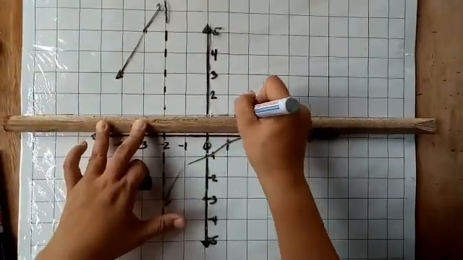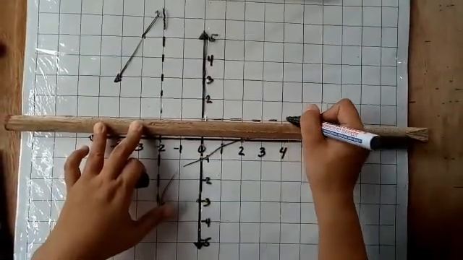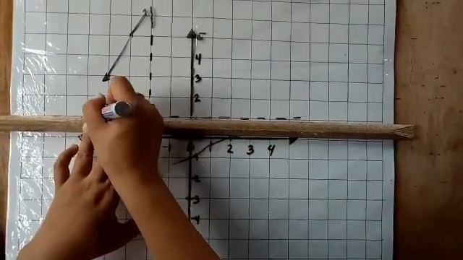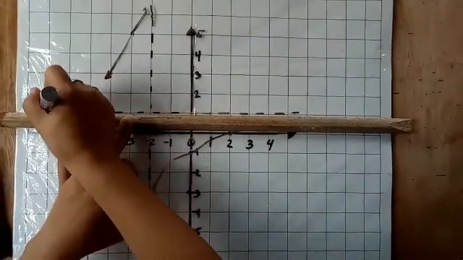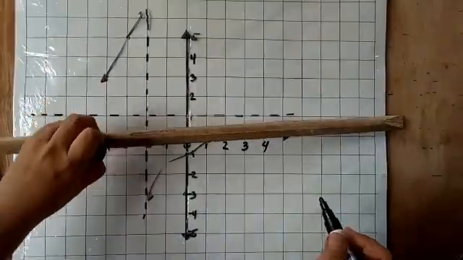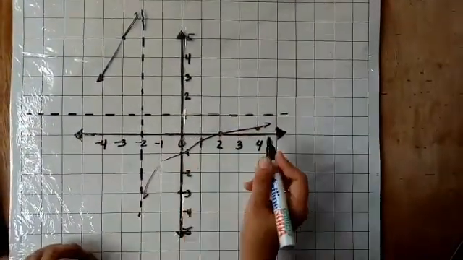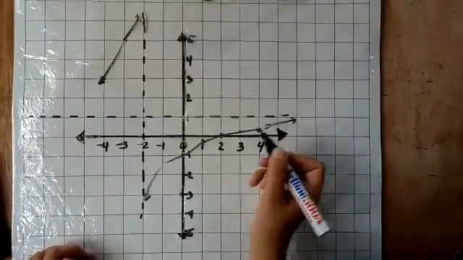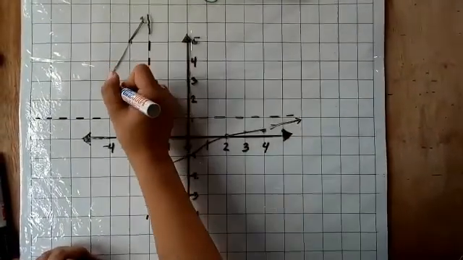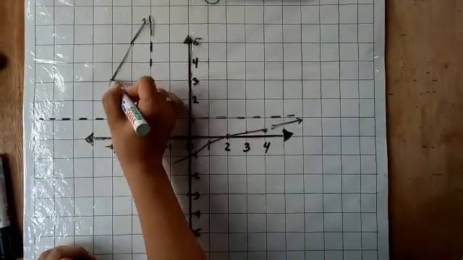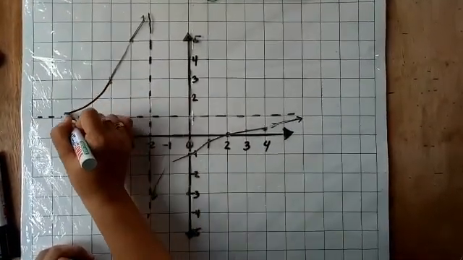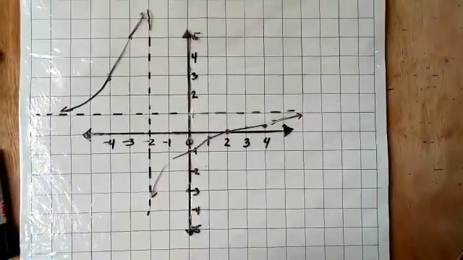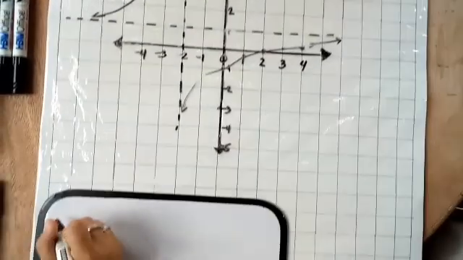Meaning the graph gets closer and closer to y equals 1, but never intersects. Like here, it gets closer and closer but never intersects. That's all.